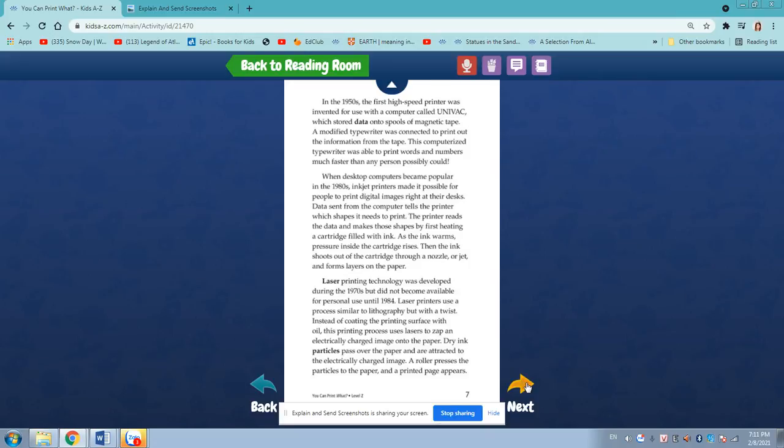Laser printing technology was developed during the 1970s and did not become available for personal use until 1984. Laser printers use a process similar to lithography, but with a twist. Instead of coating the printing surface with oil, this printing process uses lasers to zap an electrically charged image onto the paper. Dry ink particles pass over the paper and are attracted to the electrically charged image. A roller presses the particles to the paper and a printed page appears.